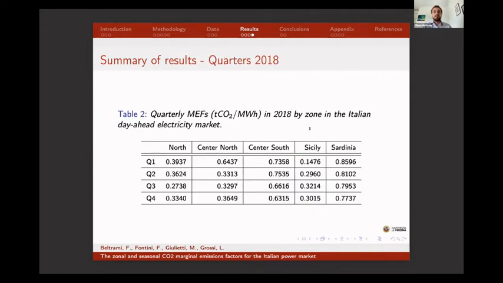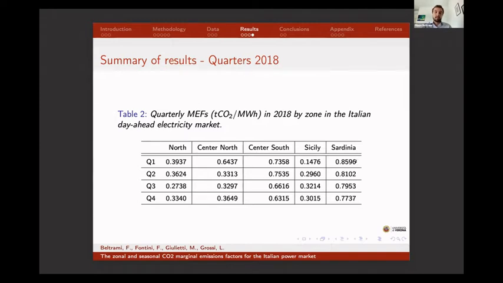We also provide the analysis at the quarterly level with the same methodology we used so far. And we find that in the first quarter of the year, so from January to March, there's a high carbon intensity in all zones except for Sicily, which displays a higher marginal emission factor in the other quarters during summer periods. But this result is mainly due to the configuration of the market zone Sicily and the frequent occurrences of congestions between Sicily and the southern zone.